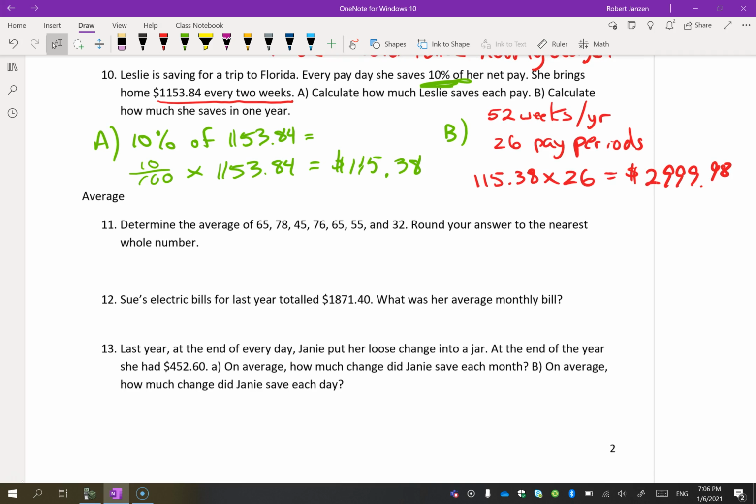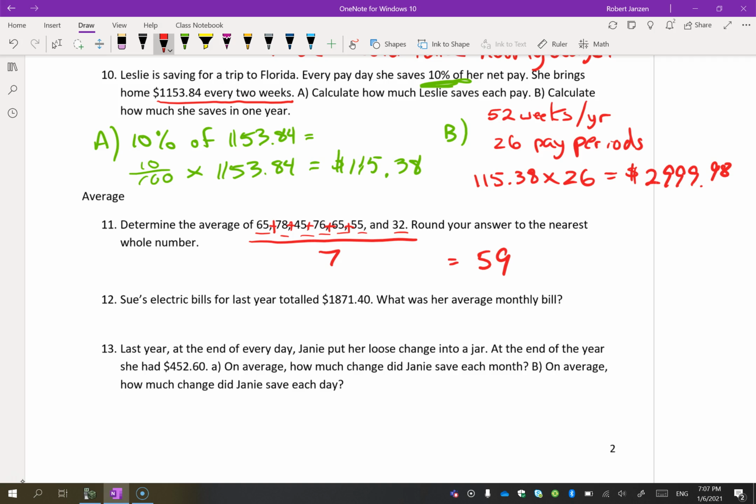All right, I don't know if you remember how to do average. How do you find the average of seven numbers? Are you going to add them all up? Okay, so you're going to add these all up. And 32. And because there's seven of them, we're going to divide by seven. Okay, and so the average is 59.